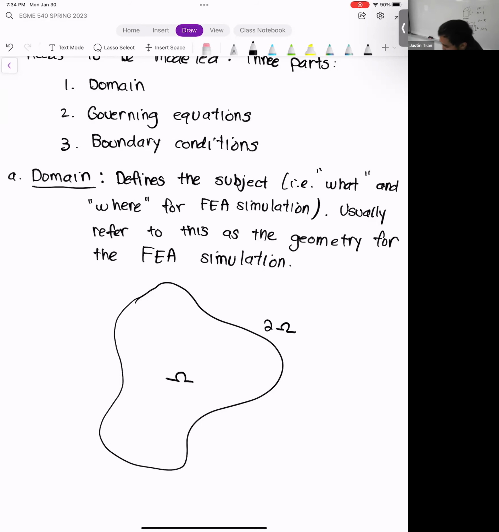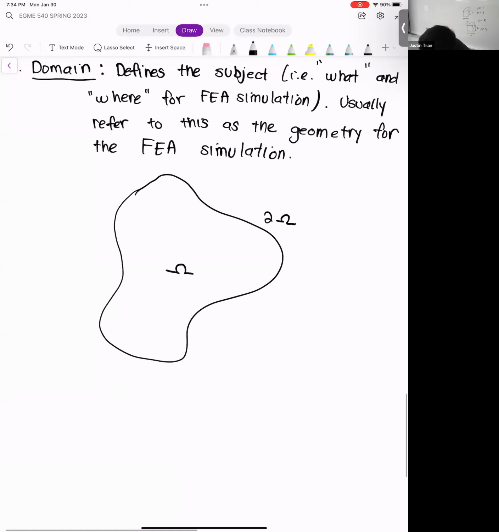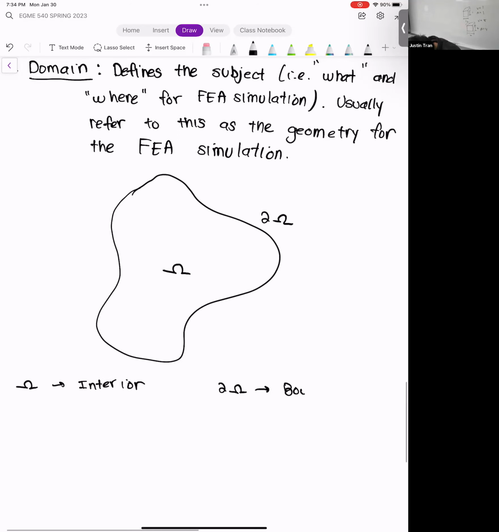On the one hand, we have omega here, where omega is what we often call the interior of the geometry. And then we have delta omega here, or d omega. This is known as the boundary of the geometry.